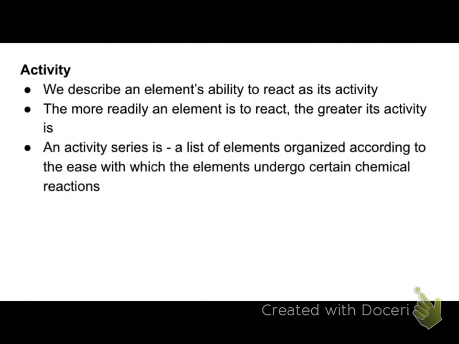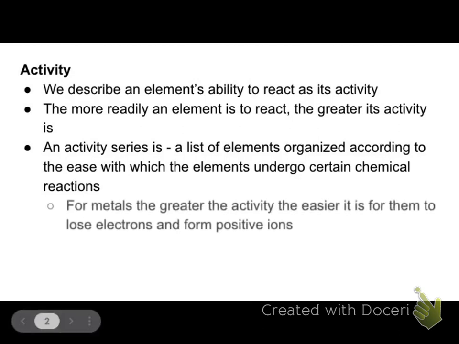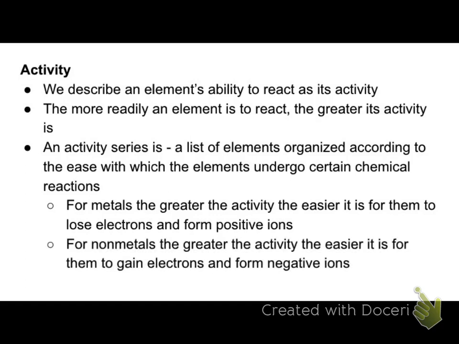An activity series is very simply a list of elements organized according to the ease with which the elements undergo certain chemical reactions. So they've just put together a list based on activity. They usually put the very reactive or high activity elements at the top and the low activity ones at the bottom of the list. For metals, the greater their activity is, the easier it is for them to lose electrons and form positive ions. And for nonmetals, the greater their activity is, the easier it is for them to gain electrons and to form negative ions.